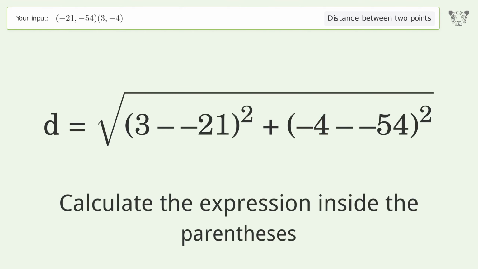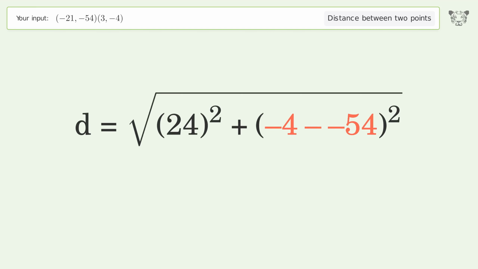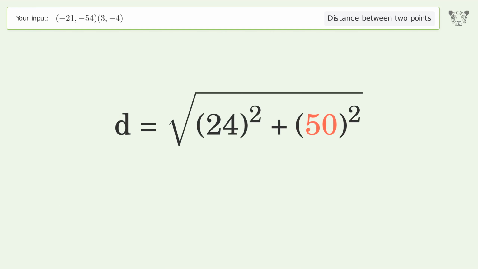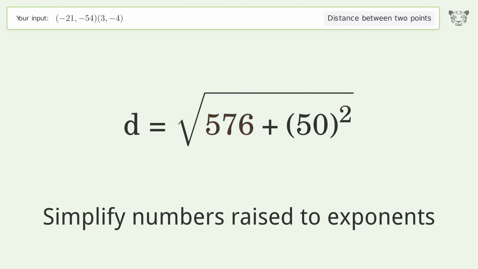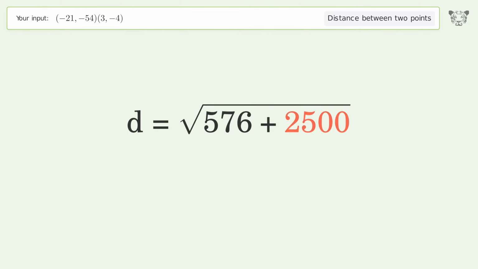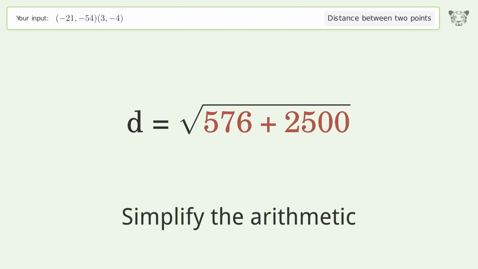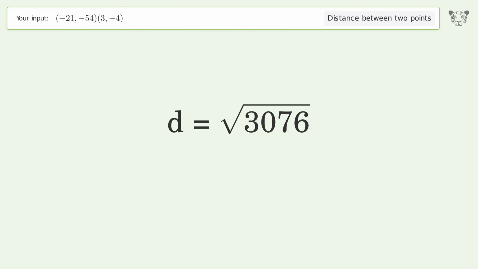Calculate the expression inside the parentheses. Simplify numbers raised to exponents. Simplify the arithmetic. And so the distance between the 2 points is the square root of 3076, or 55.462.